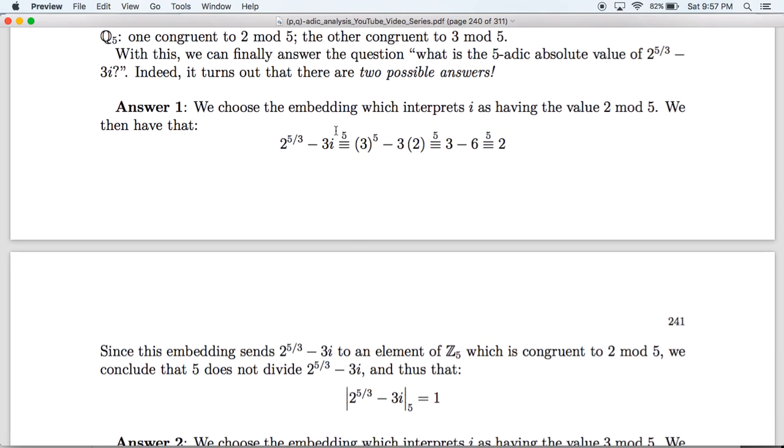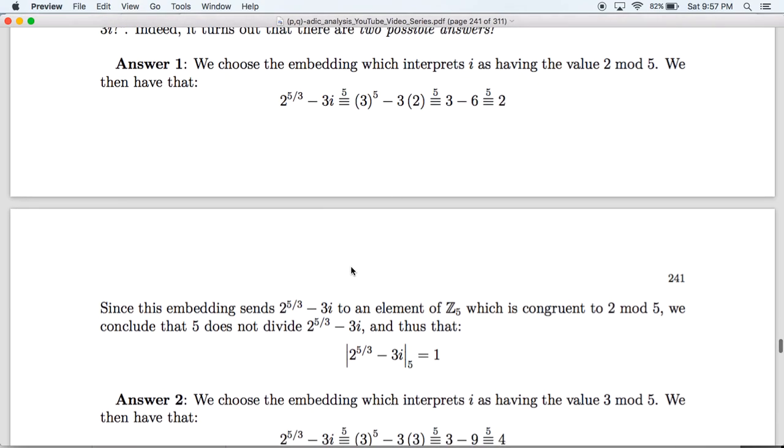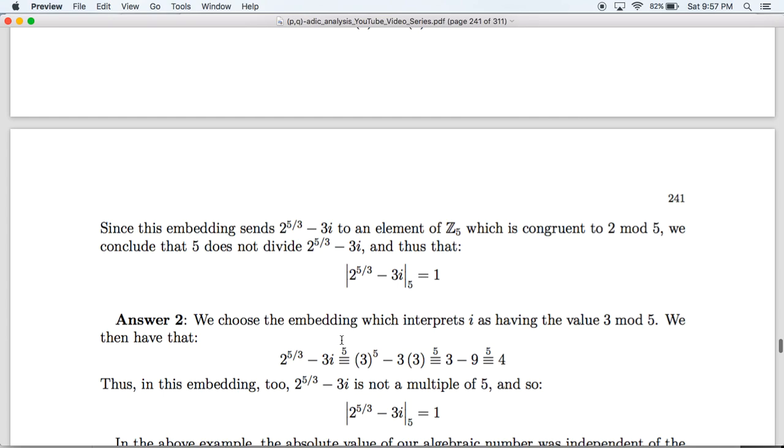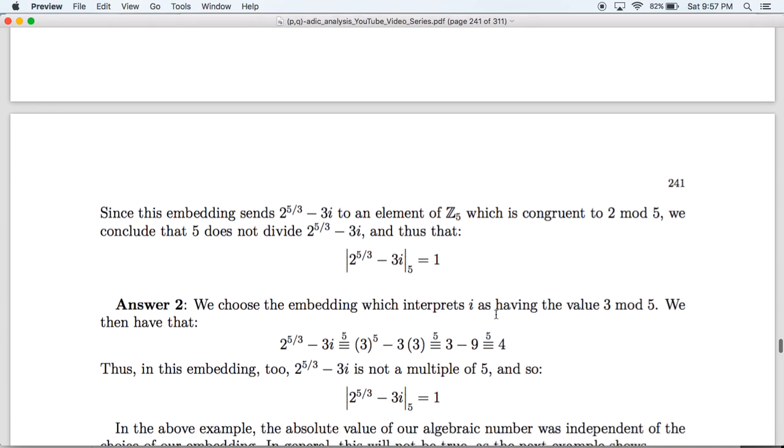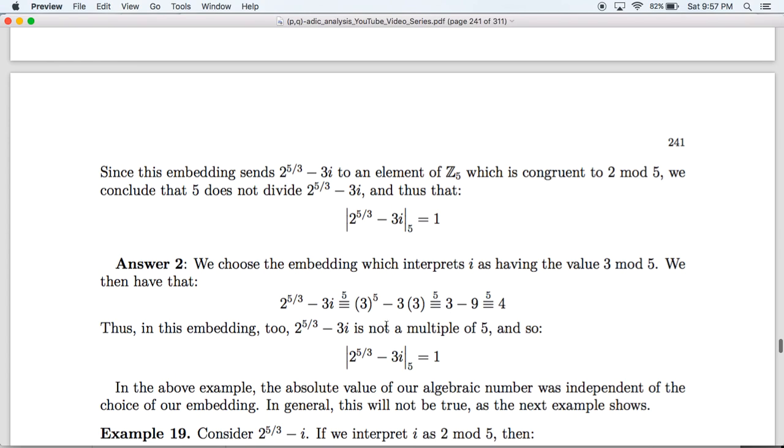So with this embedding, this quantity is congruent to 2 mod 5, which means it is coprime to 5, and therefore has a 5-adic absolute value of 1. For our second answer, we choose the embedding which interprets I as having the value 3 mod 5, and we then have that by going through the computations, 3 to the 5th minus 3 times 3 ends up being congruent mod 5 to 4. And so in this case, once again, this number is not a multiple of 5, and so this absolute value is equal to 1. And so in this example, this shows that the absolute value of our algebraic number was independent of the choice of our embedding.